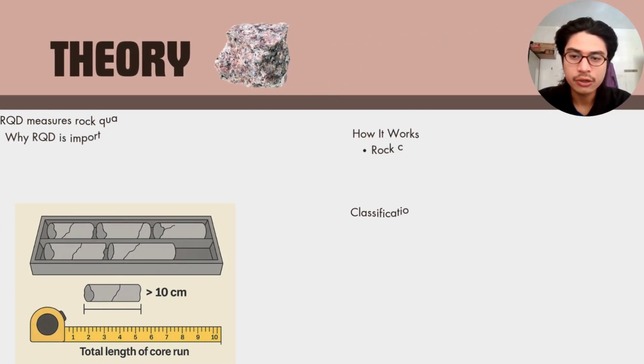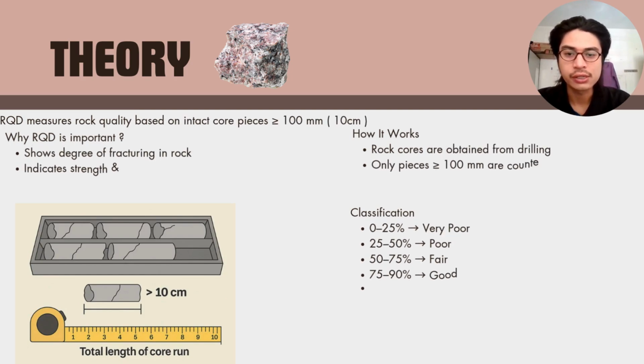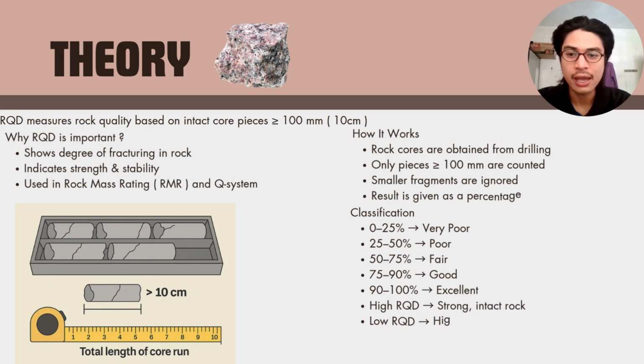Okay, so for the theory part, RQD measures rock quality based on intact core pieces, which are more than 100 mm or 10 cm. So here comes the question: why is RQD important? Because it shows the degree of fracturing in rock, it indicates strength and stability, and it is also used in rock mass rating, or RMR in short, and the Q system.